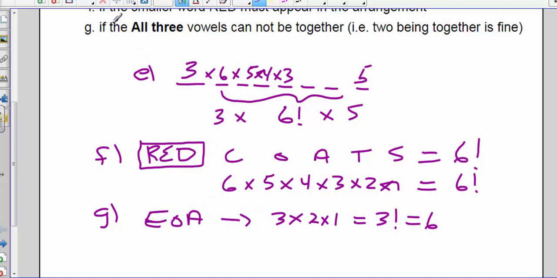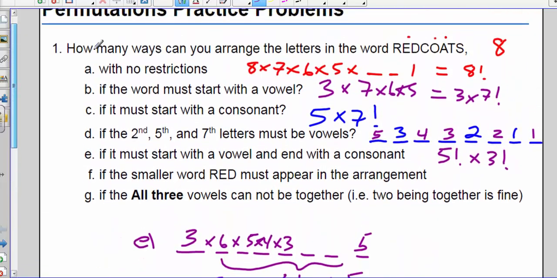Now, sorry, I didn't say it, but what I'm doing is I'm looking at the situation that I don't want here. And because at the very beginning of the question, I established all the possibilities with no restrictions, if I can find those possibilities that basically I don't want, I can remove them from the group as a whole.